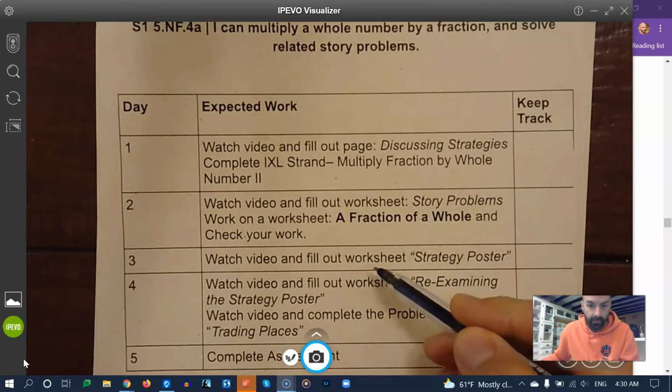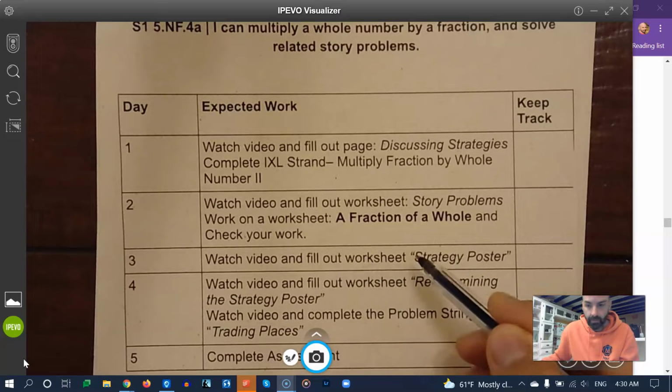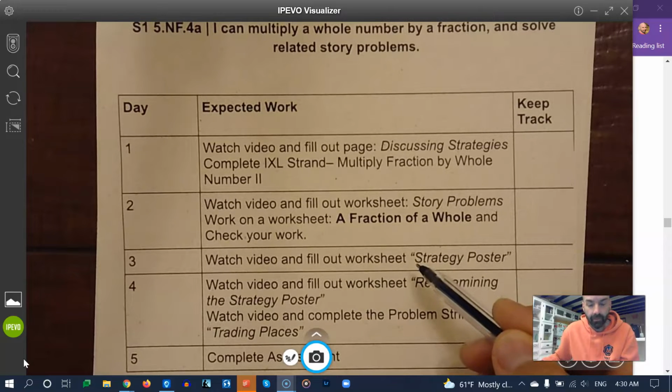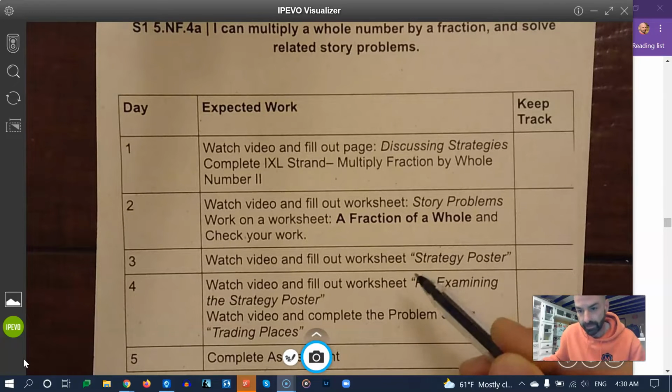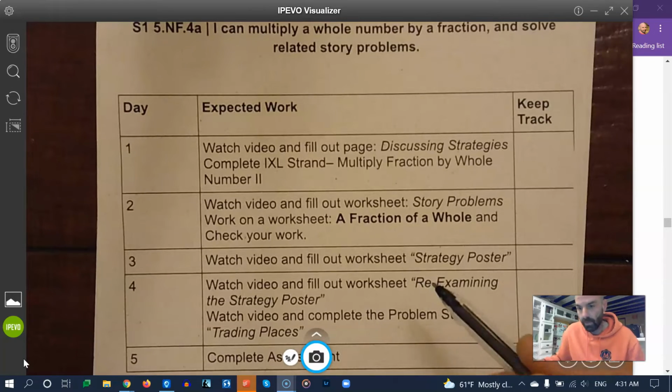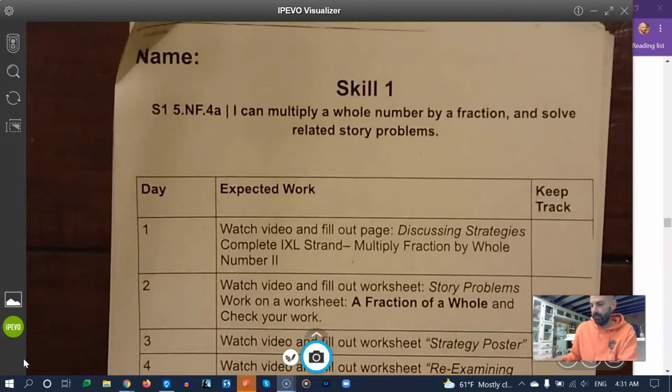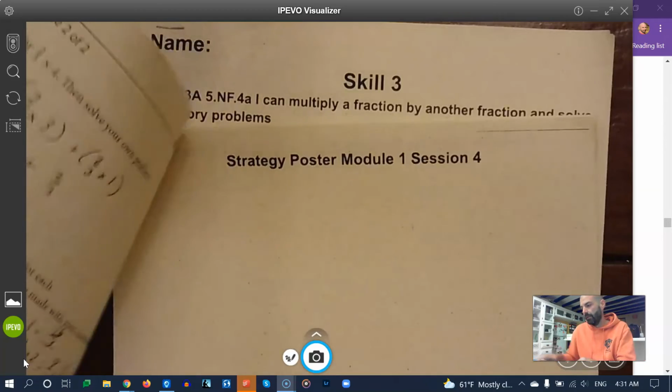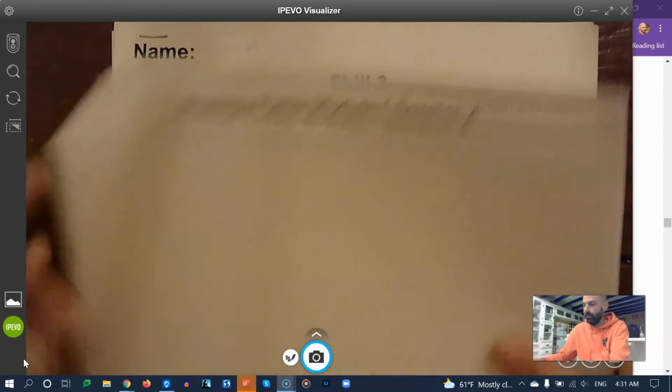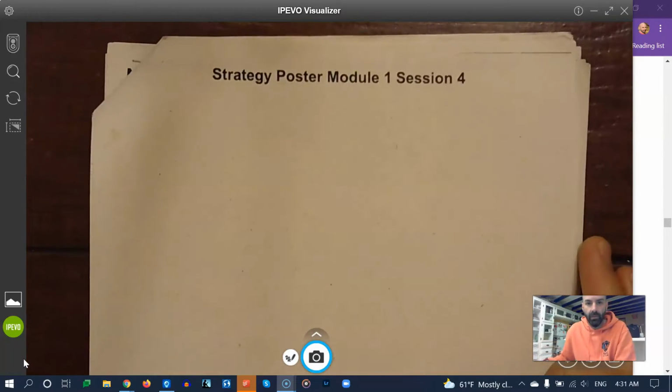The other offer I would have for you too is after you finish the strategy poster, if you've been feeling confident and good about this skill and you would like to show some mastery, you may. I do have the assessment ready. So that would be your choice. So let's take a look at strategy poster for module 1.